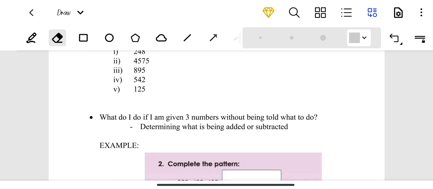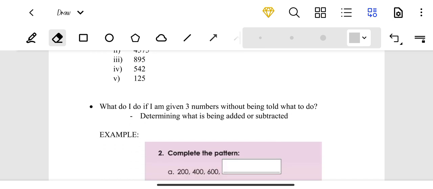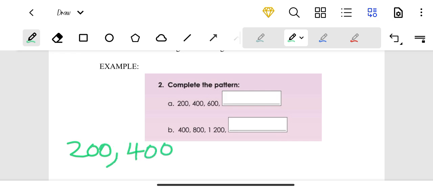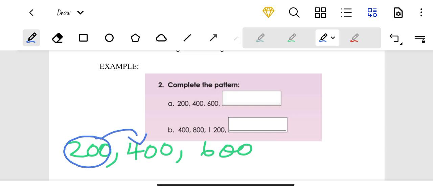So let's say now you are not given any number. You are not told to say, okay, fine, you are subtracting this. What do you do? How do I determine what am I adding? What am I subtracting? So I came up with this example. This example says, complete the pattern. So you can see that you are given a 200, a 400, a 600.